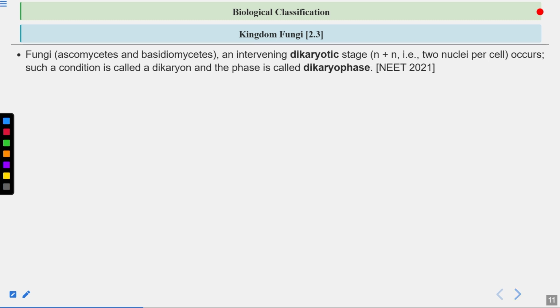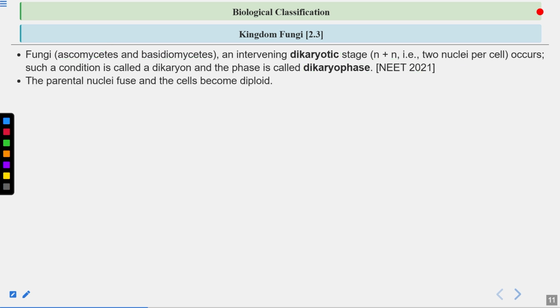But in some fungi, such as Ascomycetes and Basidiomycetes, again, you should remember this, a question can come from here. And a question has already come in 2021. In some fungi like Ascomycetes and Basidiomycetes, a dikaryotic stage is formed, where there is an N plus N condition, where two nuclei are present per cell. So this N plus N is known as dikaryophase. So dikaryophase is observed in Ascomycetes and Basidiomycetes.